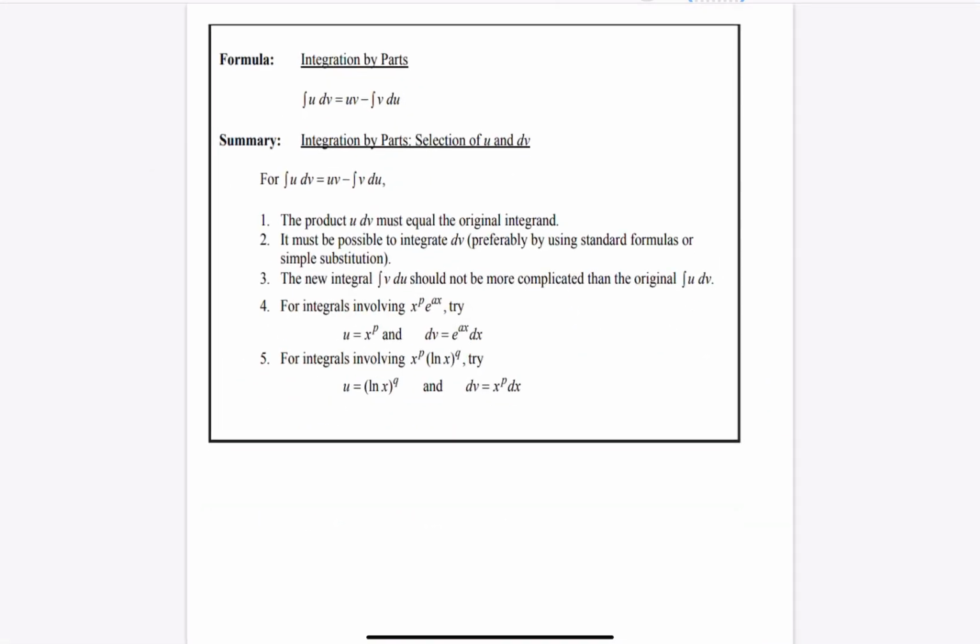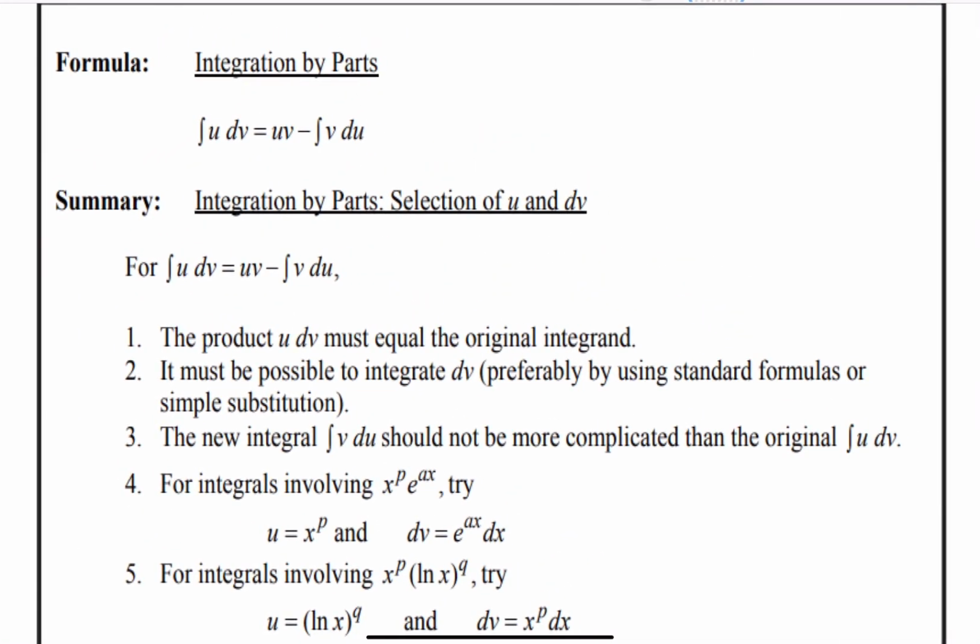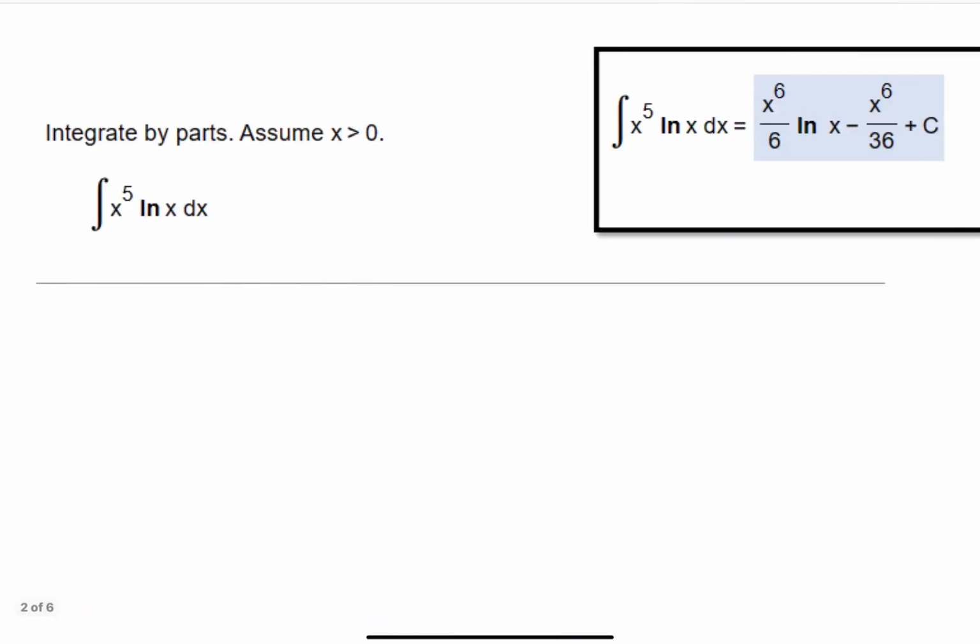Welcome. This is section 13.3, which is integration by parts. So this is the formula you have to remember. And let's go ahead and work this out. It makes much more sense when you work it out. So let's go ahead and look at the first problem here.